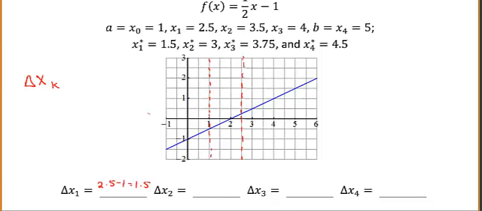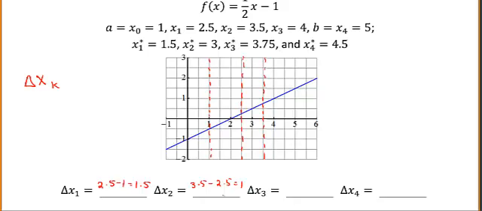X sub 2 is 3.5. So here we are, 3.5. And notice the length of the second interval is not the same as the first one. That's why we distinguish one from the other with a subscript. It's going to be from 2.5 to 3.5, which is 1, or of course we can calculate it by taking 3.5 minus 2.5, and we get 1. So delta x sub 2 is 1.